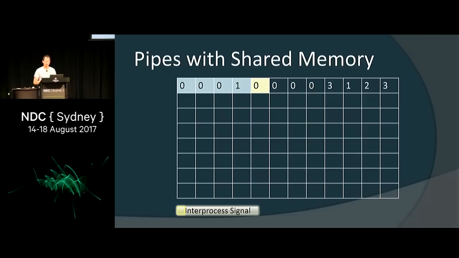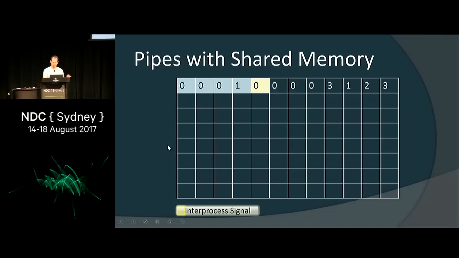The next thing it'll do is go back and read this again and say, is this now 2? No, it's still 1. It'll go back again. It'll spin 1,000 times, waiting for that to go up in case there's a series of messages. Now, if there's nothing else after 1,000 spins, it will wait again on the interprocess signal.